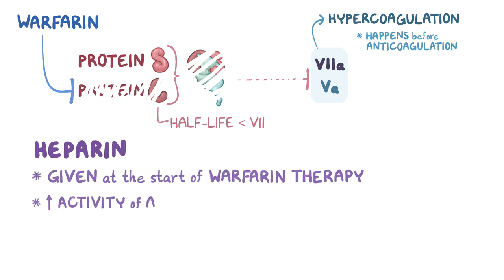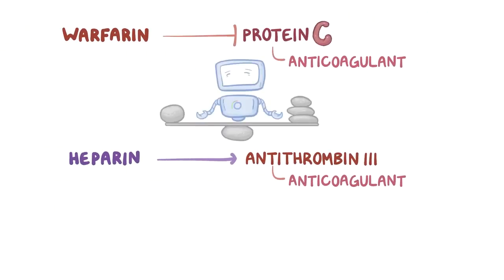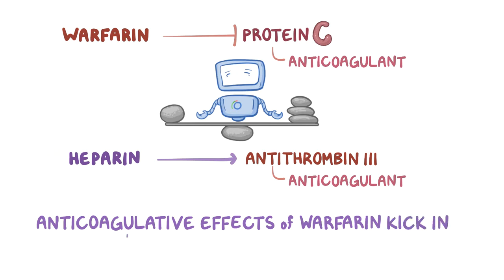Heparin enhances the activity of another anticoagulation protein found in the body called antithrombin 3, which normally inactivates activated factor 2, or thrombin, and factor 10. This balances things out until the anticoagulative effects of warfarin kick in and we can stop giving heparin.